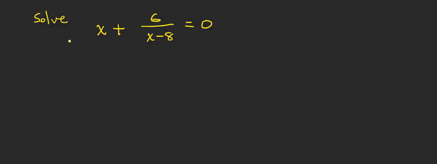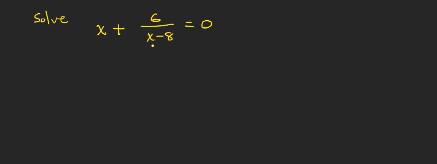In this video, we're going to talk about solving rational equations. So you've got x plus 6 over x minus 8 equals 0. Now, in order to solve this equation, you want to get rid of the denominator.